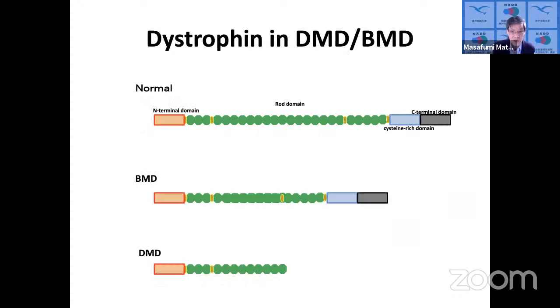This is due to the structure of dystrophin produced in the patient. Normally, the whole domain is present, but in the case of BMD, the rod domain is shortened, maintaining both the N-terminal and C-terminal ends. But in the case of DMD, there is no dystrophin because of the deficiency of the C-terminal. This is the structural difference in dystrophin in DMD and BMD.